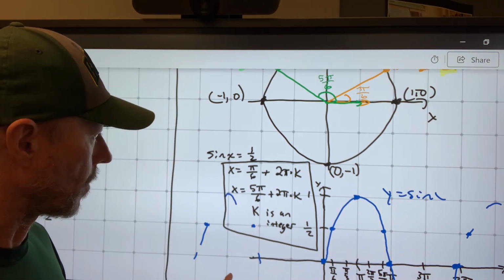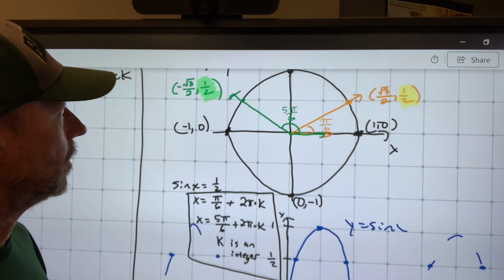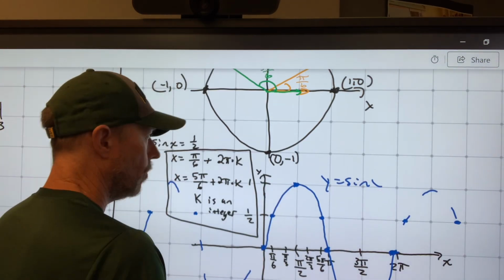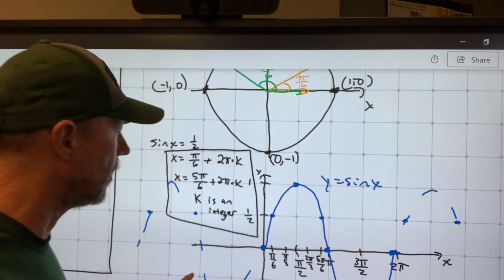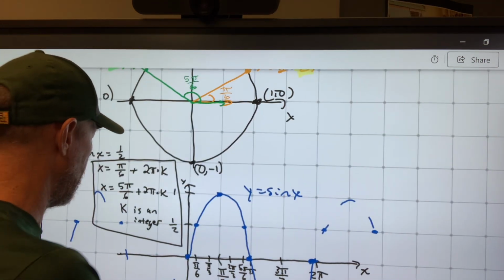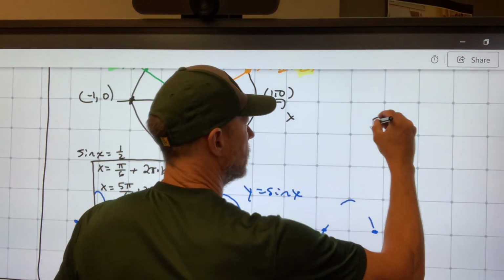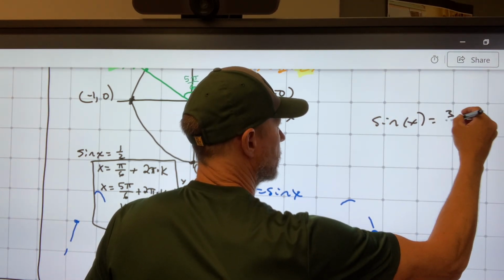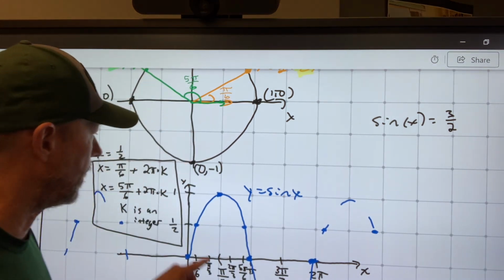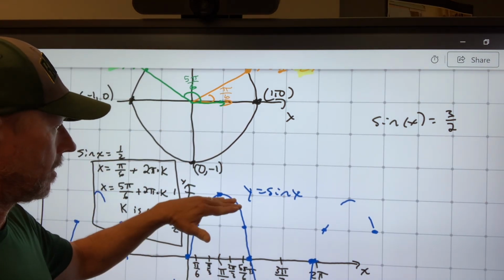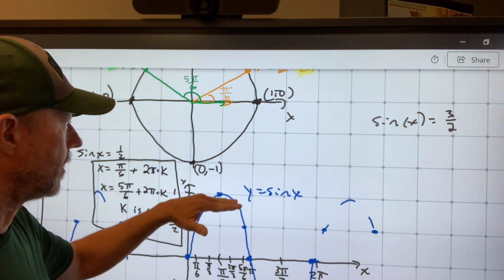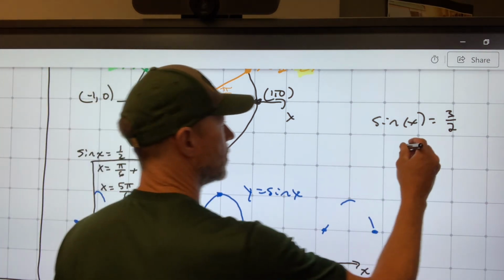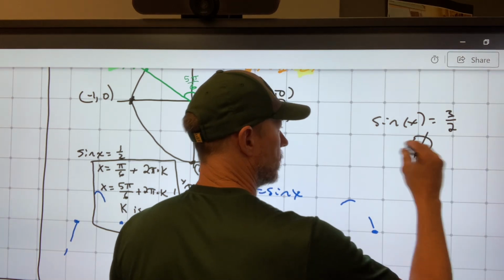Now, in this case, there were 2 solutions. You can imagine equations where there's no solution. What if I had the equation sine of x equals 3/2? Well, notice that sine of x only goes up to 1. It's never going to go up to 1.5. 1.5 would be up here. It's never going to hit that. So this would be no solution.